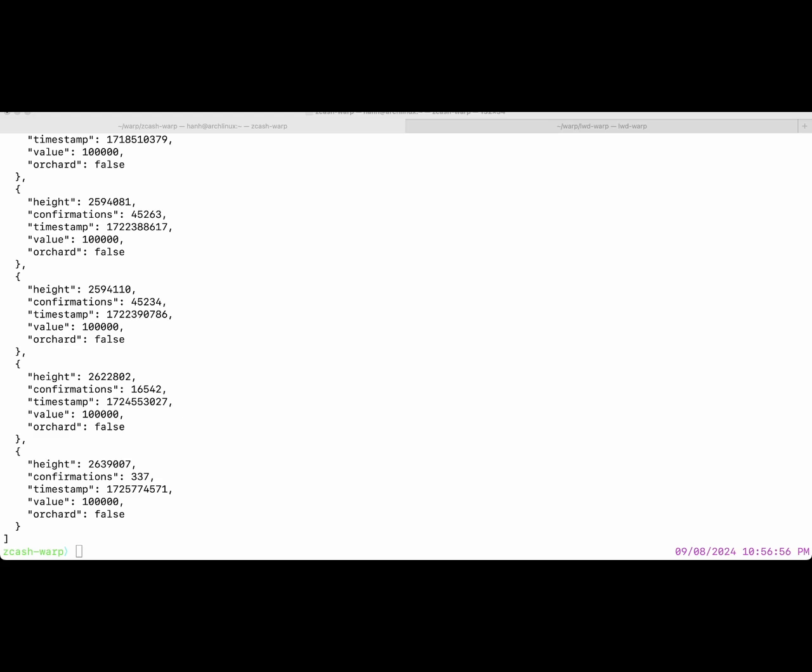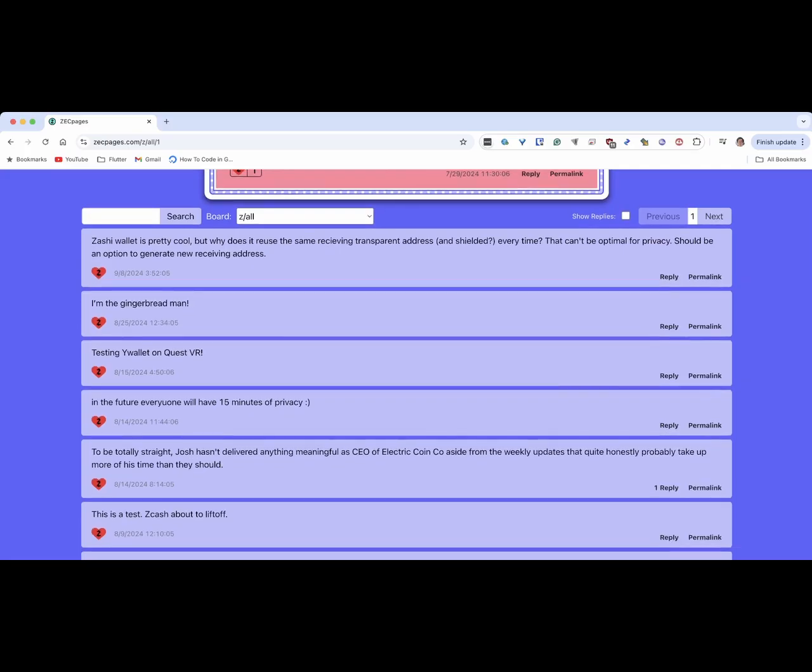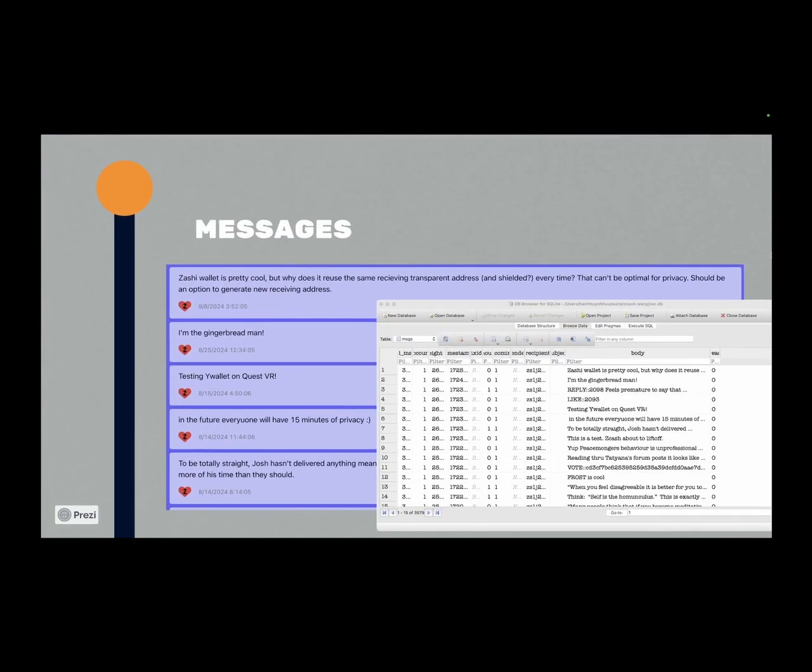And to verify the validity of the synchronization, I checked the message table and confirmed that it accurately reflects what the ZEC Pages message boards display. And we can see that the transaction data and the witnesses are also present, which allows us to make transactions if we had the secret key.